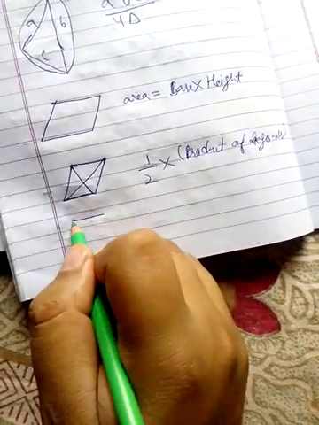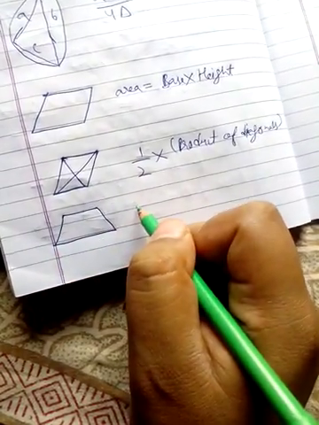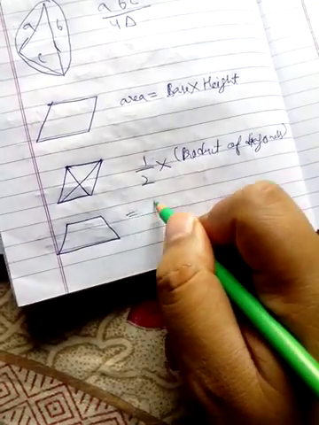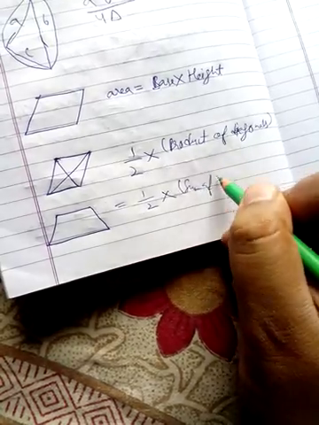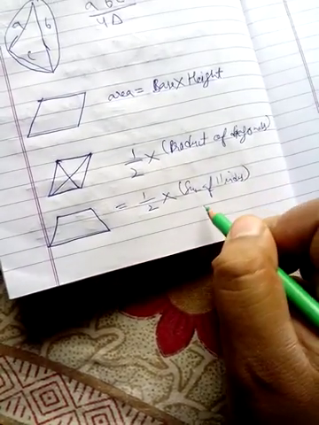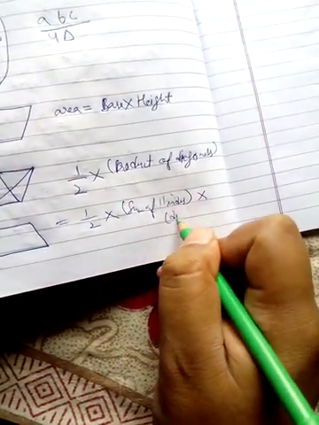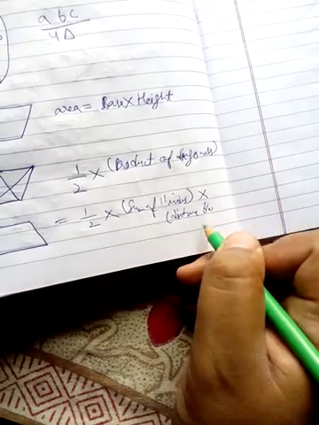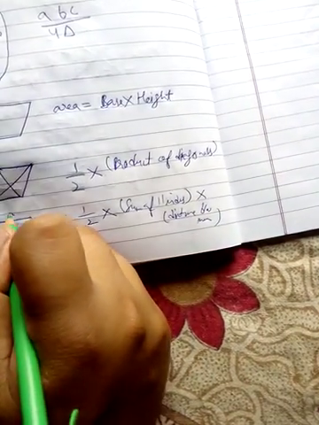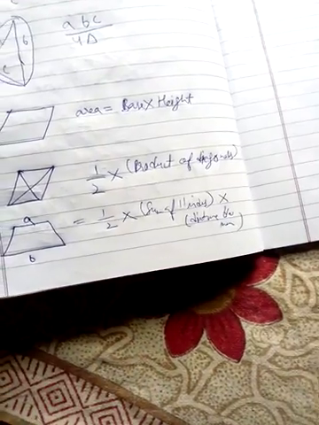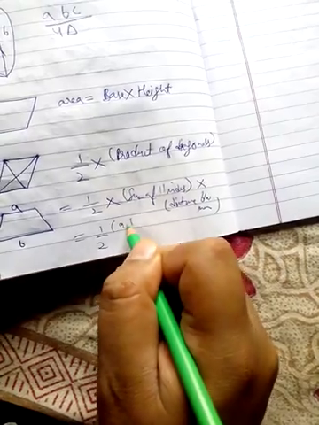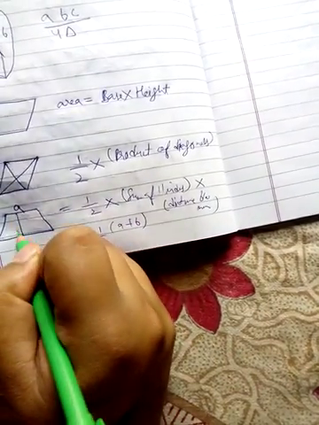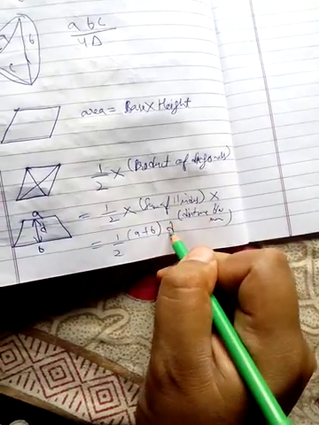And the area of trapezium. So the area of trapezium is half into sum of parallel sides into distance between them. Suppose it is A, suppose it is B, and the sum of the parallel sides is A plus B, and let the distance between them be D, so half into A plus B into D.